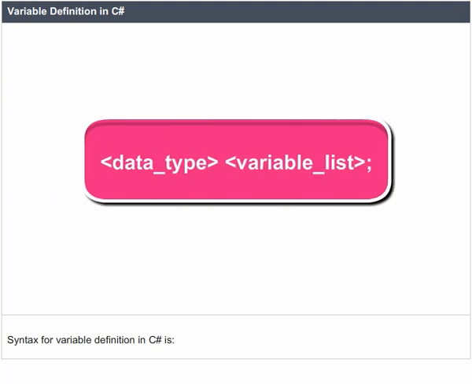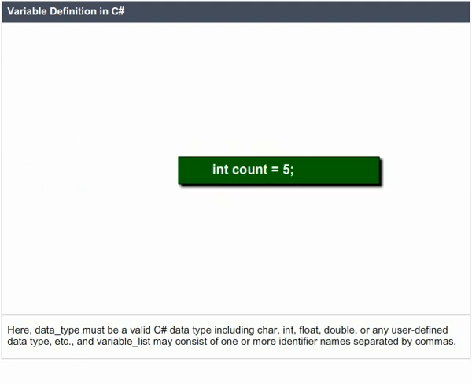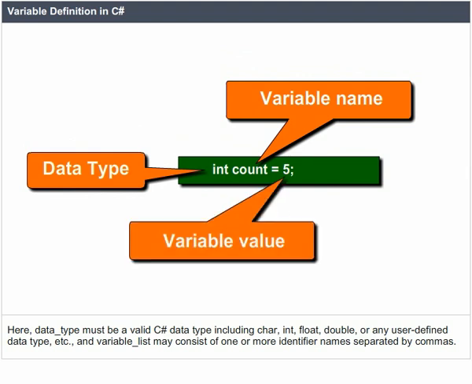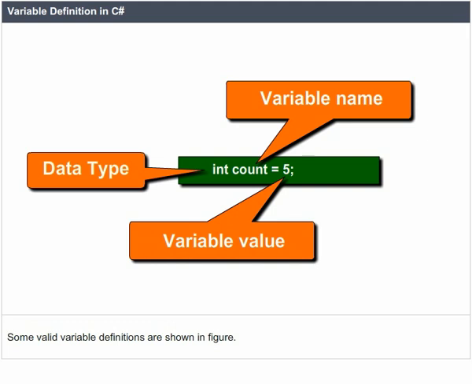Variable definition in C#. Syntax for variable definition in C# is as shown. Here, data types must be a valid C# data type including char, int, float, double, or any user-defined data type, and variable list may consist of one or more identifier names separated by commas. Some valid variable definitions are shown in the figure.